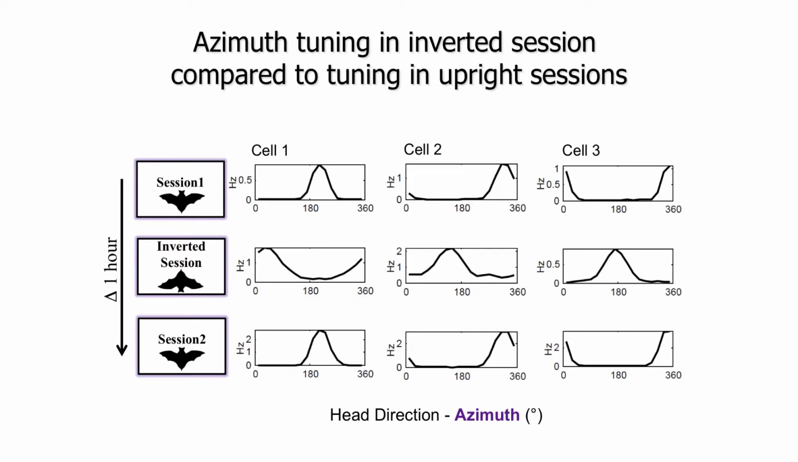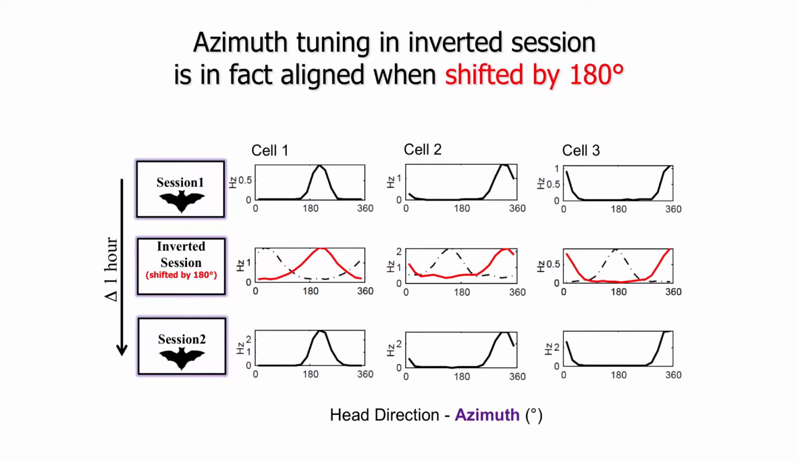let's say, cell 1 is tuned in the same way to the same preferred direction in session 1 and in the repeated upright session. But in the inverted session, it's still tuned, but to a different angle. And same for the other two cells. And if you look at it for a little while, you'll see that what happens here is that this is shifted by 180 degrees. Okay, so if you shift by 180 degrees, then these curves align.